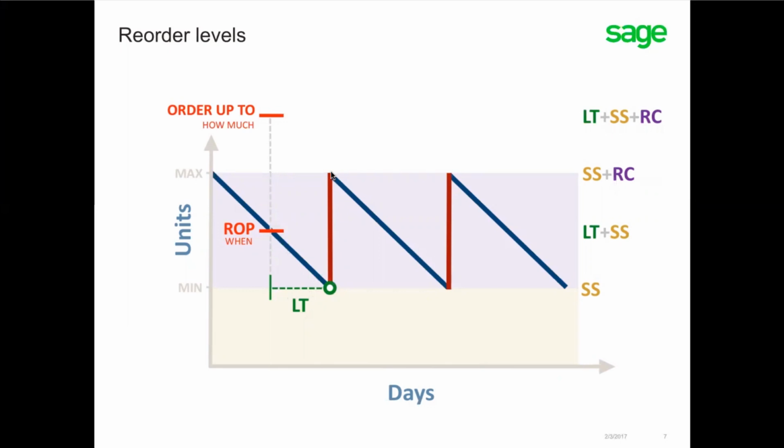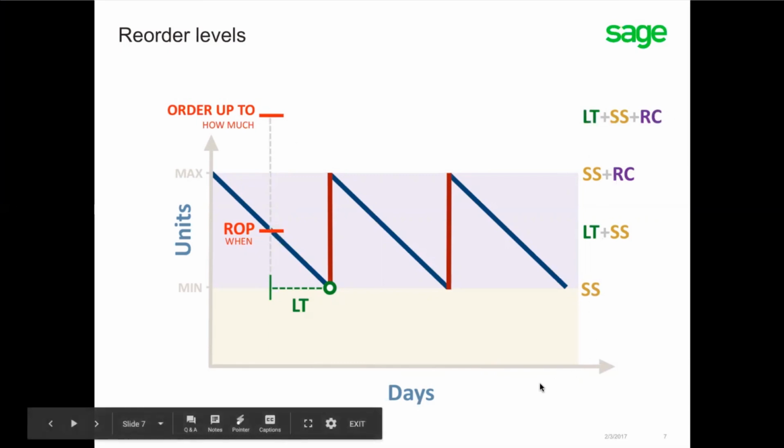It then needs to take us back up to maximum. So our maximum is safety stock plus replenishment cycle, because whenever we buy, we want to buy a replenishment cycle's worth of stock. And our order up to, so that we know when we get to that reorder point how much we need to order, the calculation is lead time plus safety stock plus replenishment cycle. I'll show you a little bit about these calculations in the system as well, but just so that you understand what we're trying to achieve with these calculations that you see here on the right-hand side.